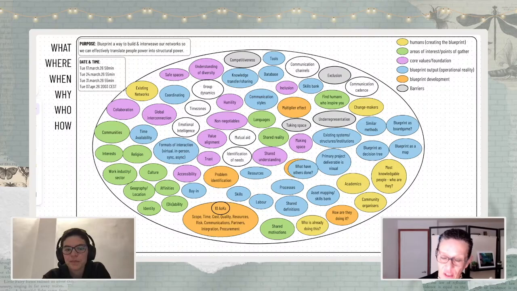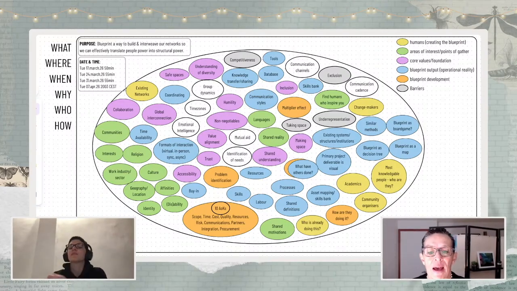We have the barriers, we have the foundation that is just the core values, and then we will have the blue. We have the blueprint output and the blueprint development. The blueprint development is what we are managing, but the output is, here is the blueprint, the operational reality, right? So I just wanted to step back a little for that.